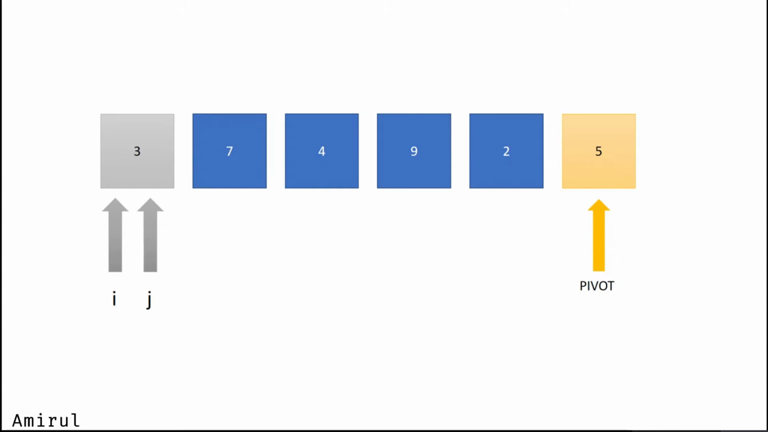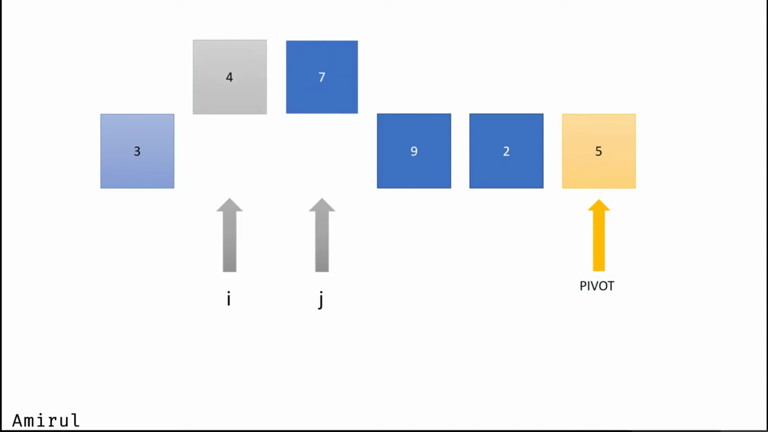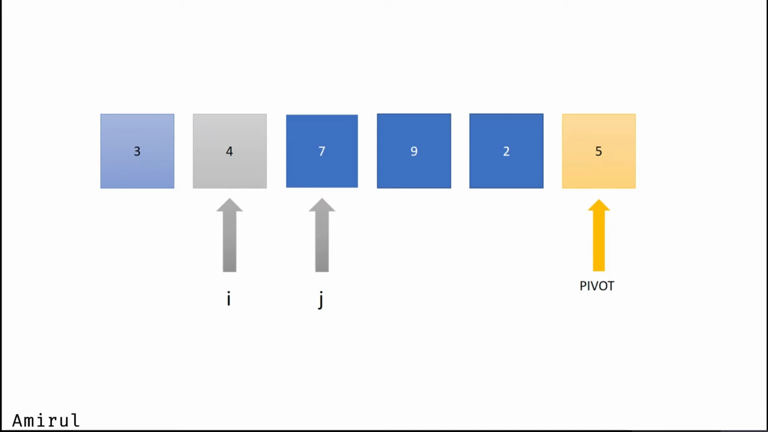So i equals j, they are in the same position, so nothing happens, and j will be moved to the next position, which is 7. 7 is more than 5, so nothing happens, and j will be moved to the next position. 4 is less than 5, so i will be incremented and moved to the next position, and 4 and 7 will be swapped. After the swap, j will be moved to the next position.